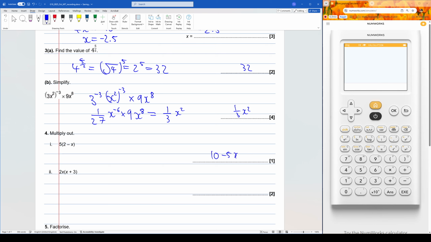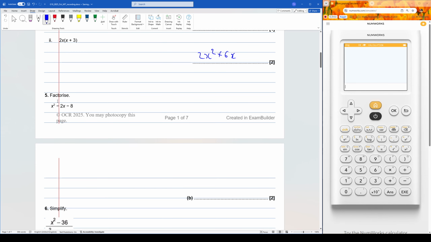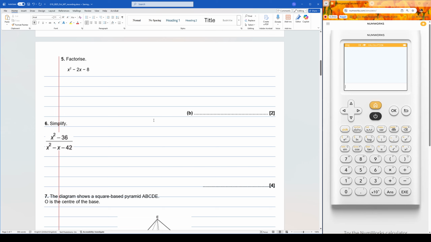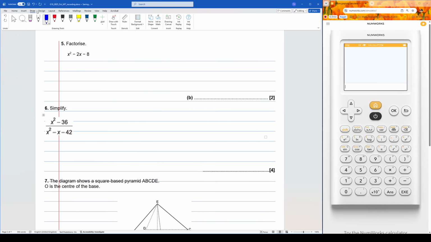It's 10 minus 5x, over 2x squared plus 6x. Let's format that a little bit better. Let's move that backwards a bit. Nope, that didn't help, did it? Okay, let's put that over there. Put that there and put that on the left. Okay. Factorizing, x minus 4, x plus 2.